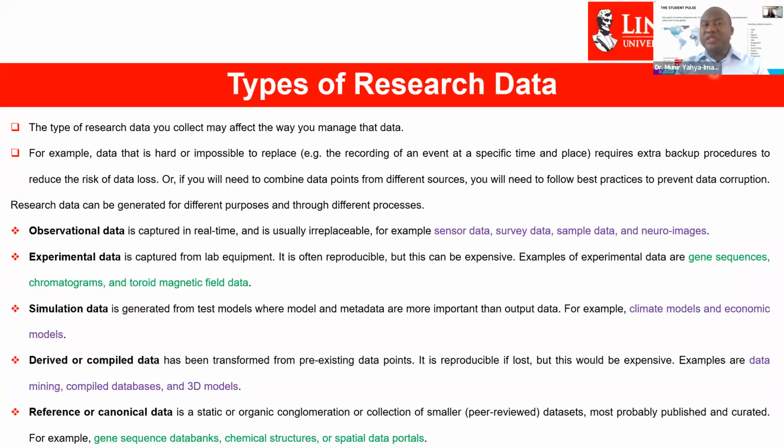Or if you will need to combine data points from different sources, you will need to follow best practice to prevent data corruption. So research data can be generated for different purposes and through different processes. One, you can have observational data. This is one of the types of research data. You can have observational data, which is captured in real time, and it's usually irreplaceable. For example, it can be sensor data. It can be survey data, it can be sample data, it can be neural images, and many others.